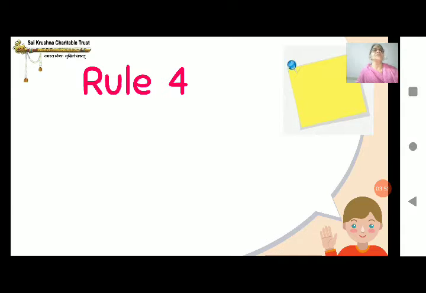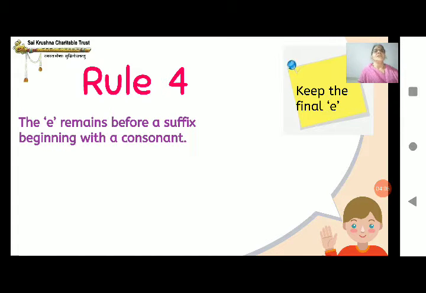We continue with Rule 4 and in this we say keep the final E. What did we say in the previous one? Drop the E. Now we are saying keep the E. When? The E remains before a suffix beginning with a consonant. If the E has to remain there, what has the suffix to begin with? A consonant, not with I, E, etc. It has to begin with a consonant, not vowels.